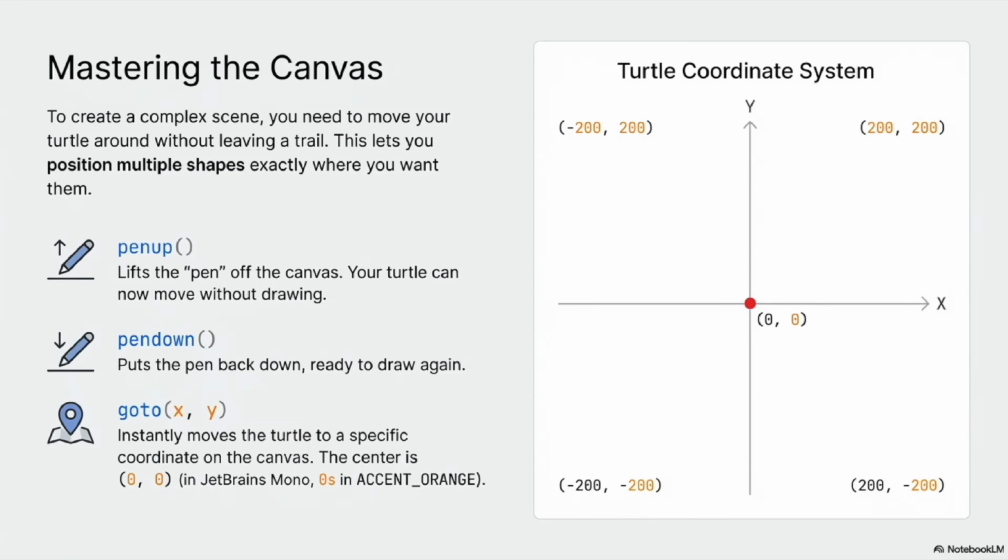To move the turtle without drawing, we use pen up. This lifts the pen off the canvas so the turtle can move freely. To start drawing again, we use pen down. To jump the turtle to a specific position, we use go to x, y. For example, go to 100, 50 moves the turtle to the point where x is 100 and y is 50. By combining pen up, go to, and pen down, we can place shapes exactly where we want them.